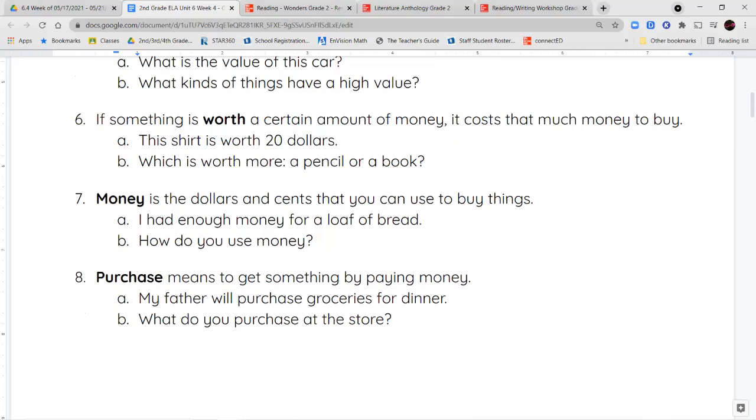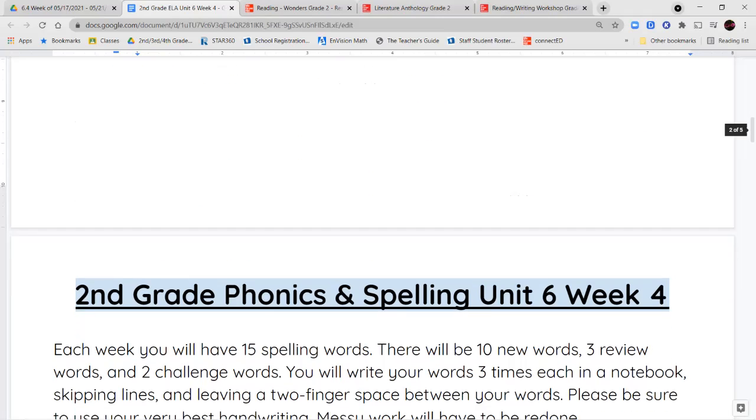That means you're buying it. So purchase and buy are synonyms, right? So it means that you're giving money to get something. So you're purchasing it or you're buying it.